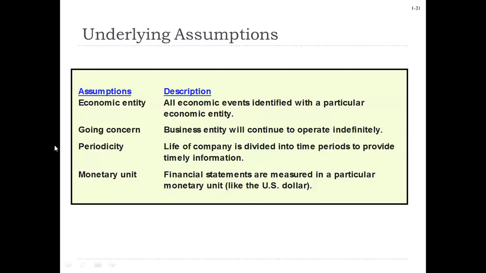So again, periodicity means we're dividing up the life of our company into consistent time periods, and again, generally years. Monetary unit basically says that our financial statements are measured using a specific monetary unit. So American companies use the US dollar as the monetary unit. Japanese companies use the yen as a monetary unit. So everything we do has to be measured in that unit.